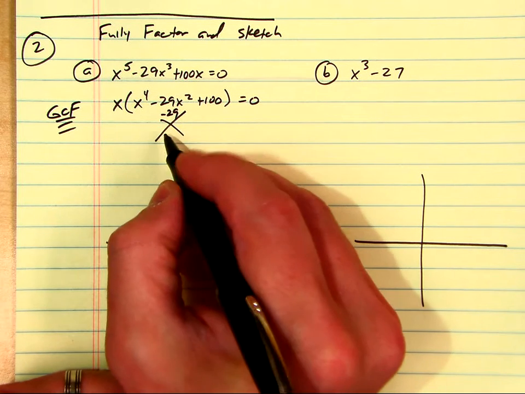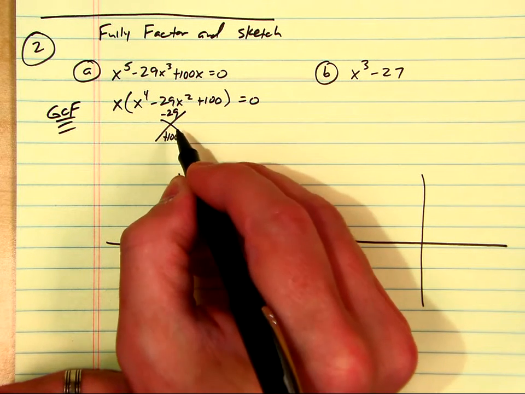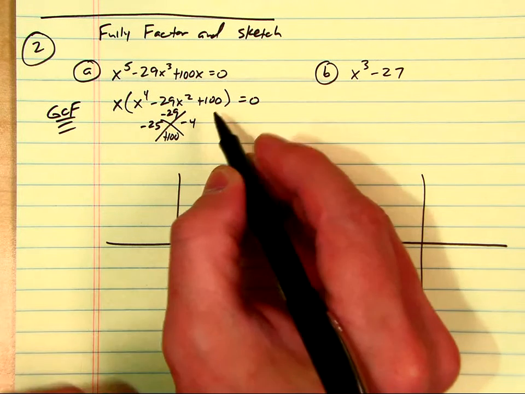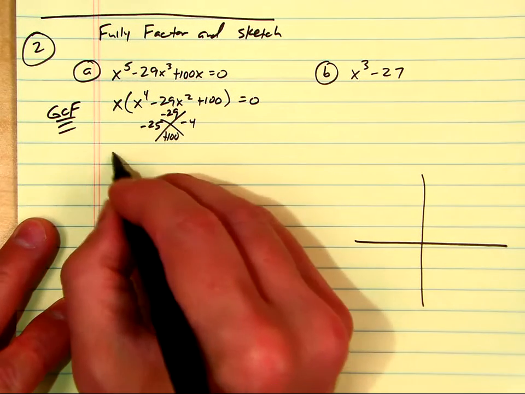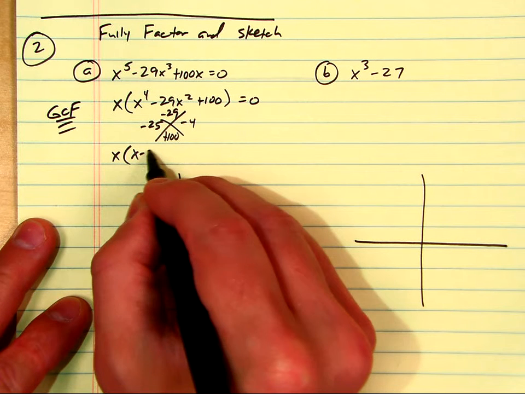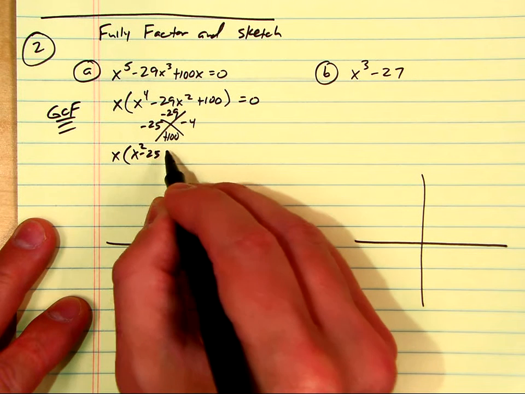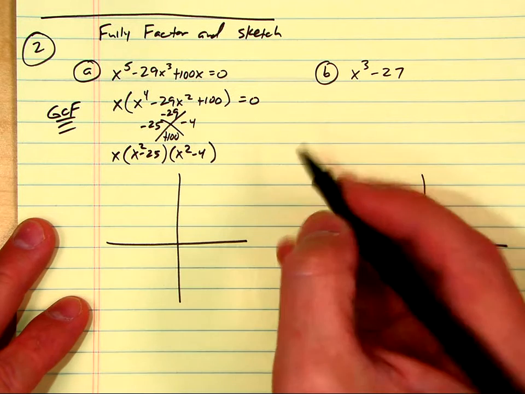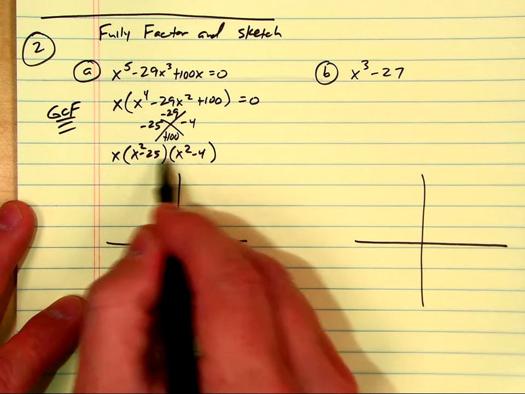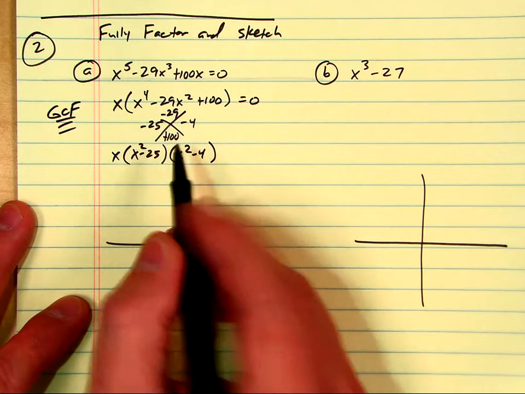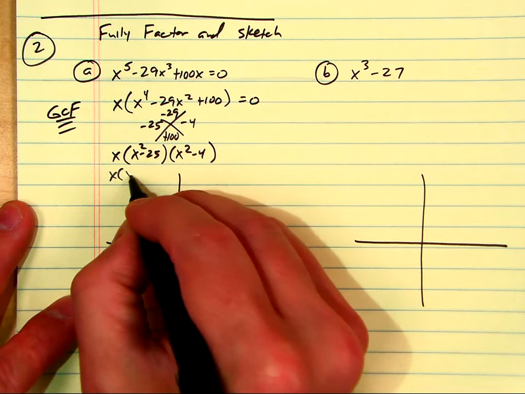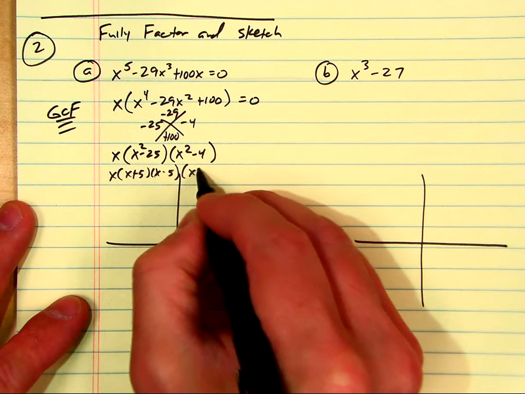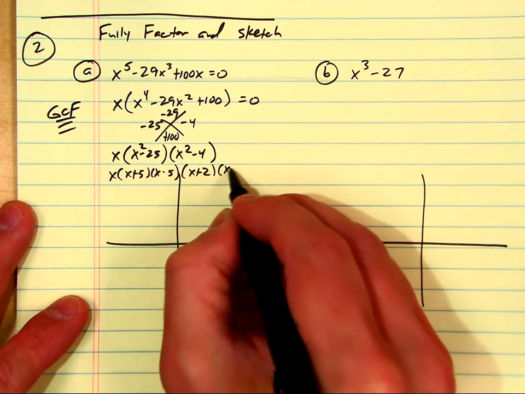What adds up to negative 29 but multiplies to 100? In this case, it's minus 25 and minus 4. So there's our binomials. We have an x outside, x squared minus 25, and this one is x squared minus 4. Are we done factoring? Say no. Do you recognize what the structure is right here? Difference of squares. So this one becomes x plus 5, x minus 5, and this one becomes x plus 2, x minus 2. So we have it fully factored.